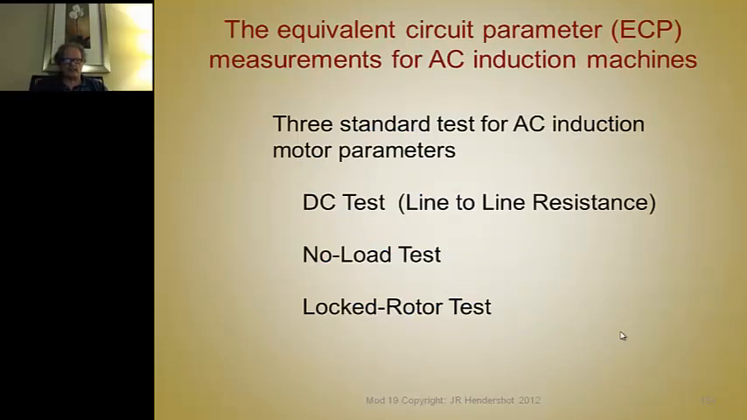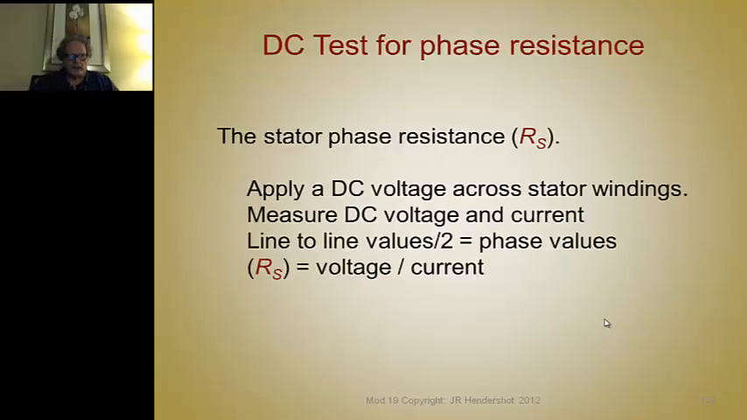The standard test for measuring the equivalent circuit parameters, there's 3 tests. The DC test, which is a line-to-line resistance, which is a very simple thing to make, and then the no-load test and the locked rotor test. And using those tests, you can measure all the other parameters.